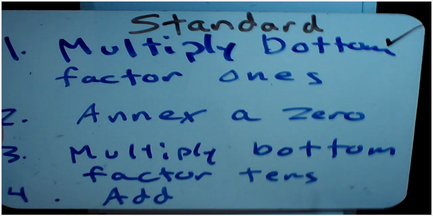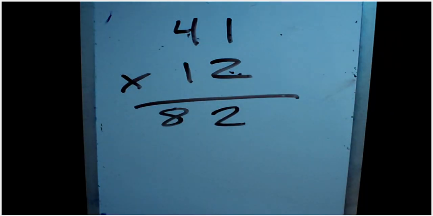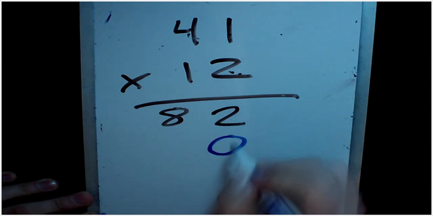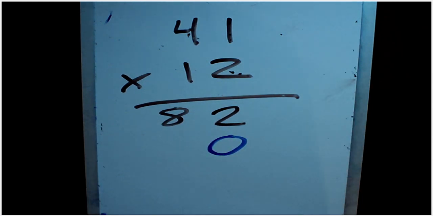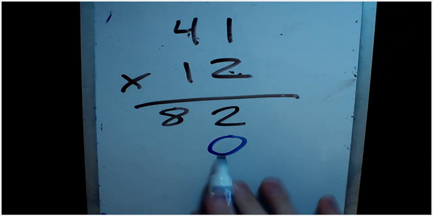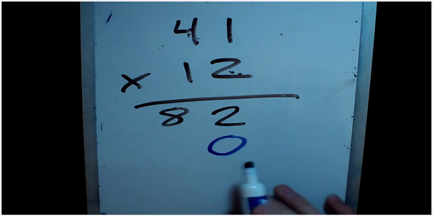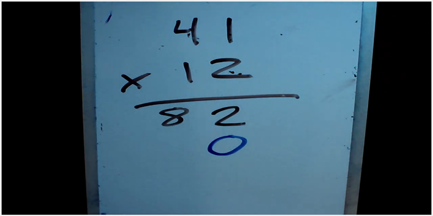Now we do this thing called annexing a 0. So here's my annexed 0. And anytime you do this, the next step is always to put a 0 right there, in the next partial product's spot. So you're always increasing it by another 0, increasing it by the next place value.